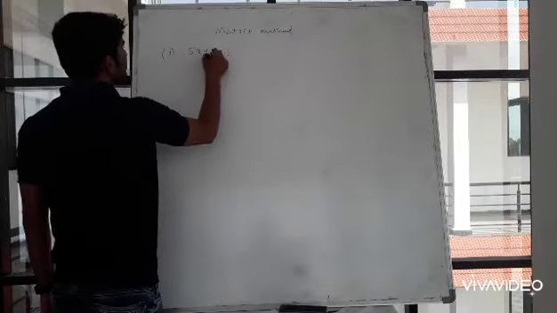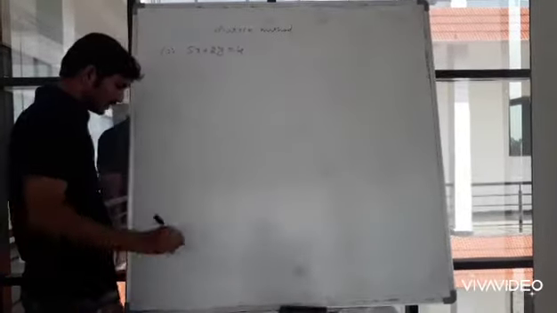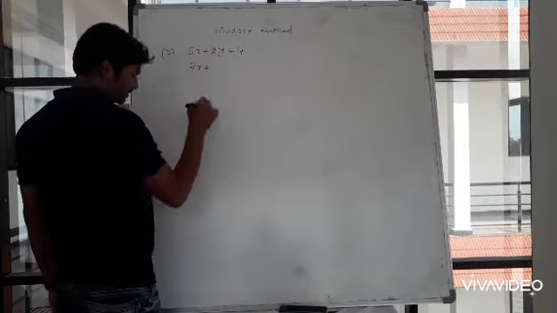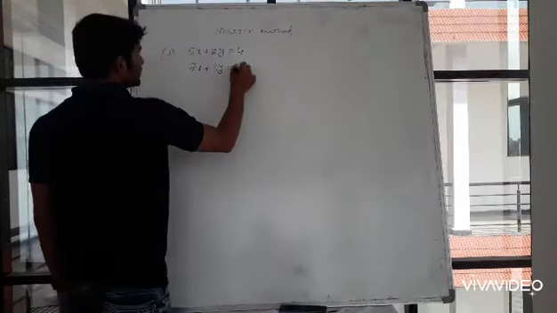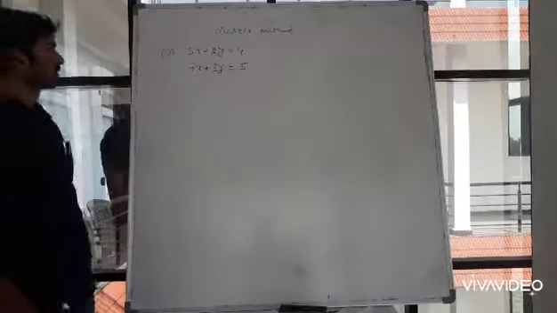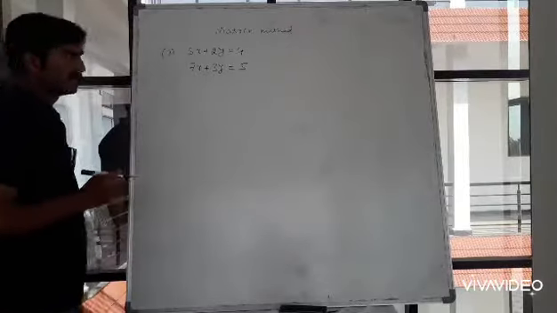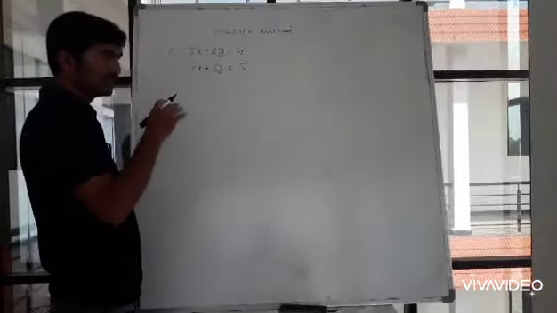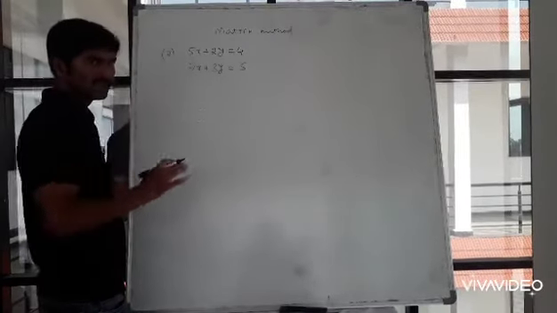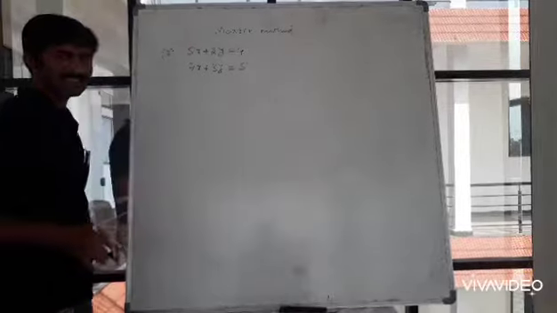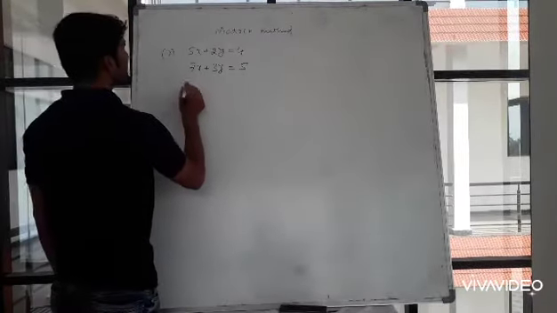5x plus 2y is equal to 4. 7x plus 3y is equal to 5. This is the given system of equations. First of all, we need to check whether the inverse exists or not, meaning whether the system is consistent or not. If solutions exist, then we can call the system consistent. If solutions do not exist, we call the system inconsistent.